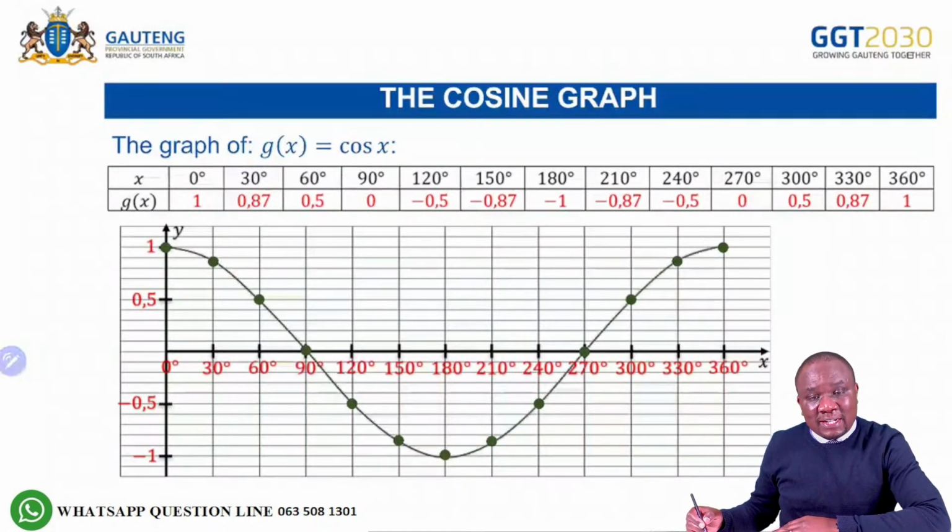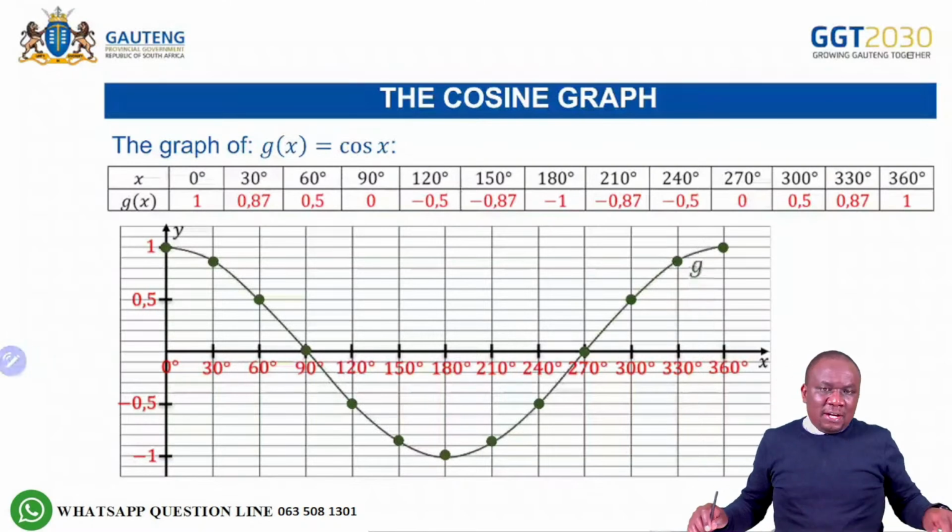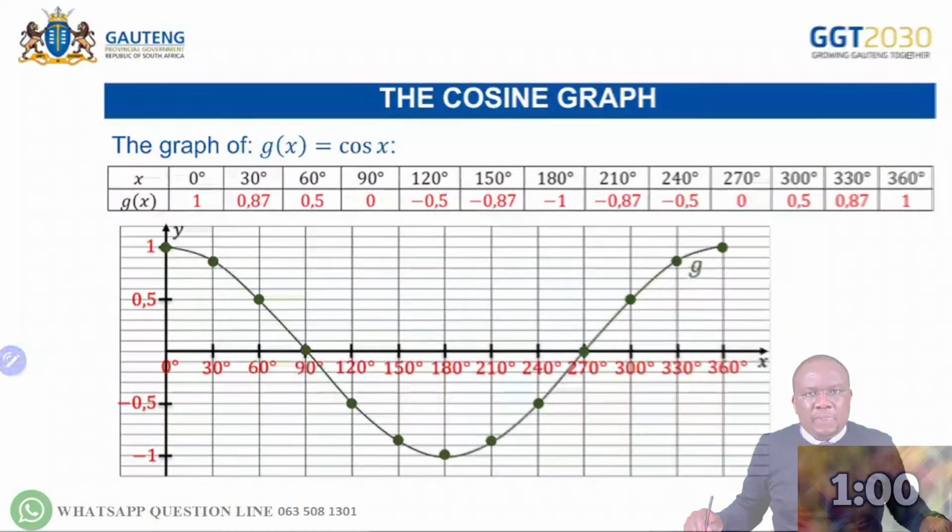Right, then we can join these points. We have our graph for g of x. I'll give you 1 minute just to correct your graph. 1 minute.